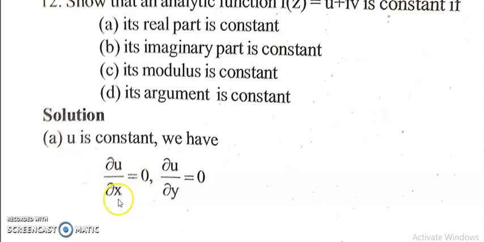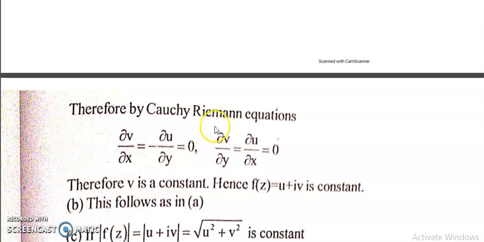If you differentiate u with respect to x, it is 0. If you differentiate u with respect to y, again it is 0. Derivative of a constant is 0. So dou u by dou x is 0, dou u by dou y is 0. Now we will apply the CR equation. Since the given function is analytic, dou u by dou x is equal to dou v by dou y, and dou u by dou y is minus dou v by dou x. So we know that ux equals vy and uy is equal to minus vx.